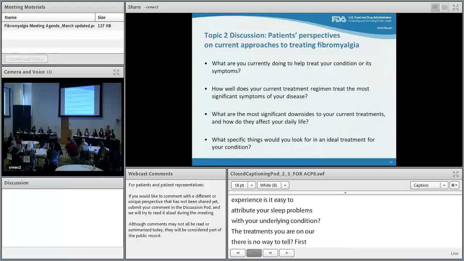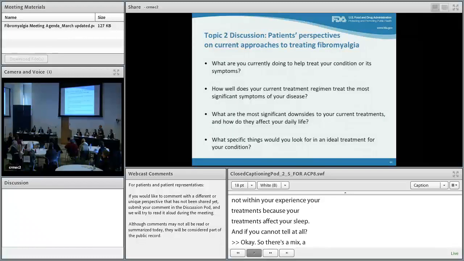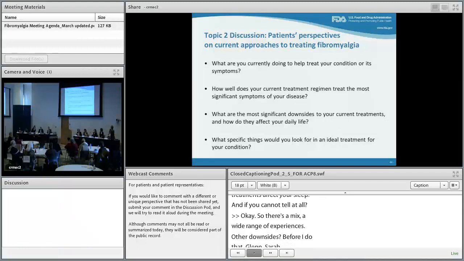So first, you would say it's because of your underlying condition, if you want to raise your hand, and not treatments. Okay? And then raise your hand if you think it's definitely, within your experience, because of your treatments that affects your sleep. Okay. And if you can't tell at all, okay. So there's a mix. It's a wide range of experiences. Okay. Other downsides? Oh, wait, before we do that, let's let Gwen and then Sarah go.